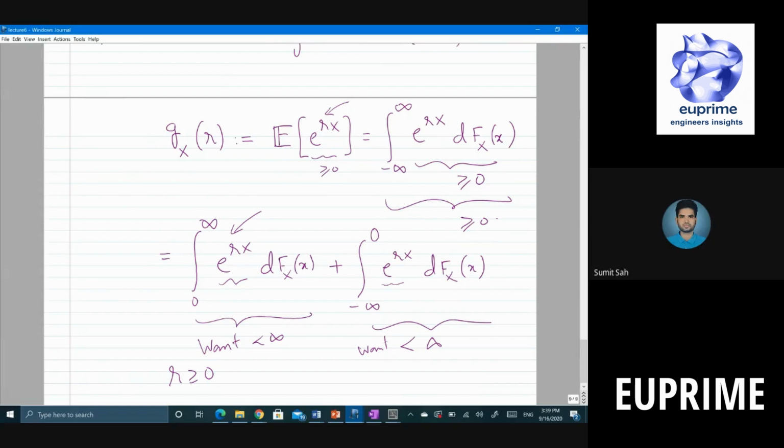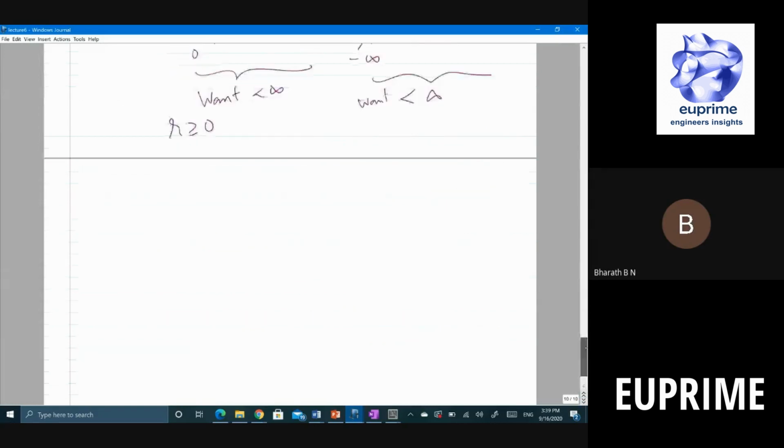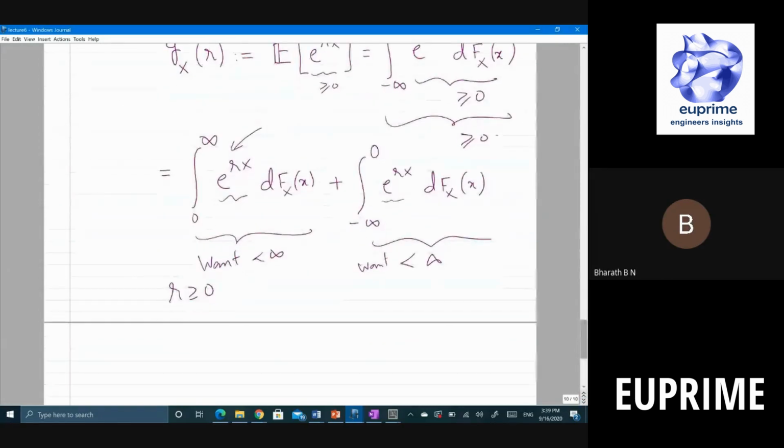The only thing that matters is the first integral whenever r is positive, because e power rx is increasing. Do you agree? Yes, sir. Okay. So again, whenever r is less than 0, what matters is the second integral. I have to concentrate on the second integral.